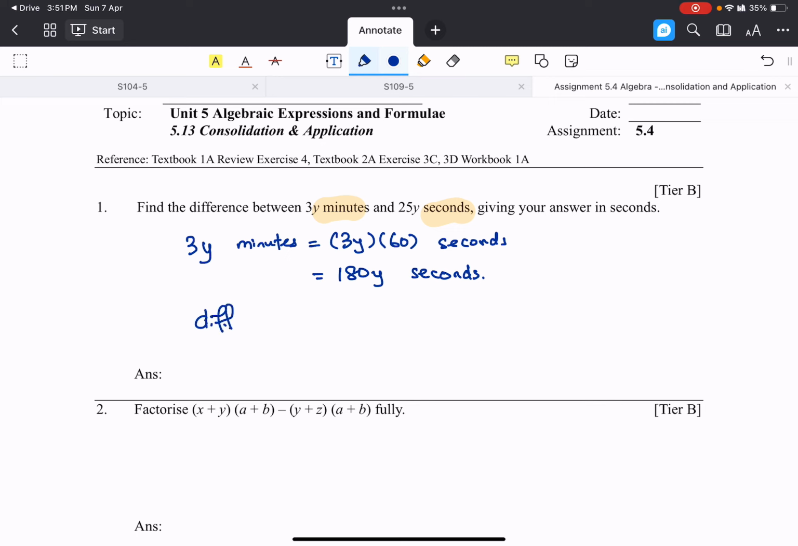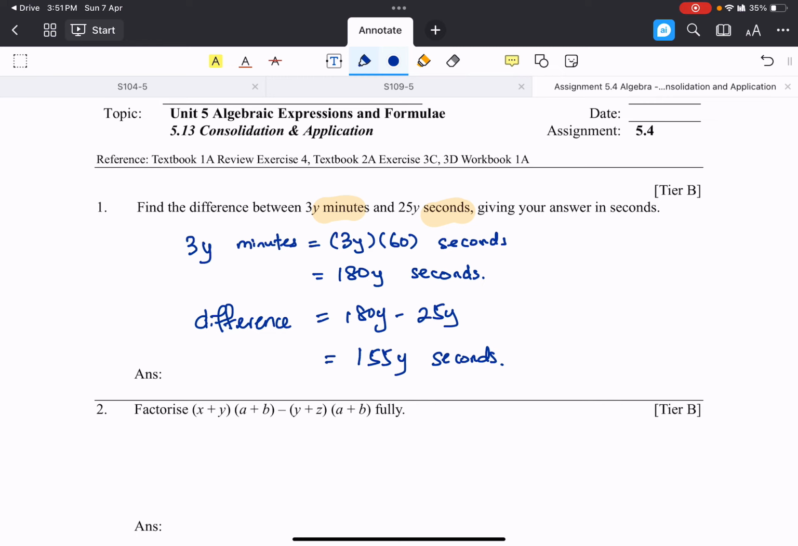Okay, so the difference. Let me spell difference properly. Difference is 180y minus 25y, which will give us 155y seconds.